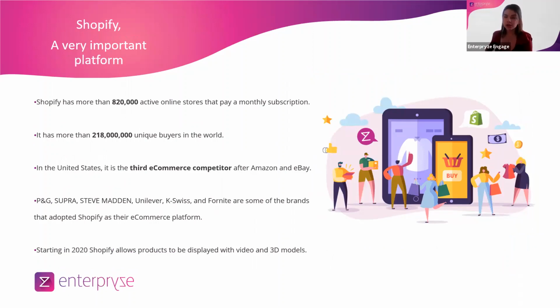With this being said, we're gonna focus a little bit. I'm gonna tell you about Shopify, which is the platform we're going to be talking about in this webinar. Shopify is one of the 3 most important e-commerce in the United States and worldwide as well. It has more than 820K online stores actively selling their goods and services. And then they also have more than 218 million unique buyers. So Shopify has been growing dramatically, especially in these 2 last years. And we can see how very important brands such as P&G, Sopra, Steve Madden, and other brands have started implementing Shopify as their e-commerce platform.